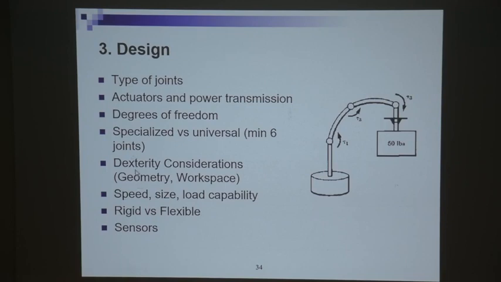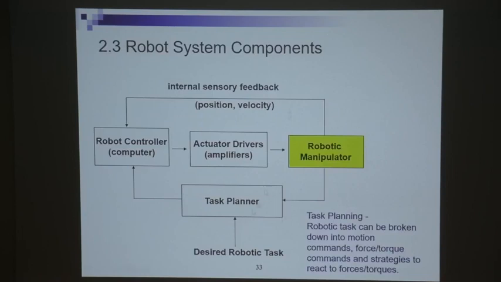And then you have the task capability consideration, which refers to how well the manipulator can be used to accomplish a task. In that case, you have to consider the geometry as well as the workspace. Then you have to consider the speed, size, and load capacity of the robot, and also think about how rigid or how flexible the robot is going to be, and the type of sensors that you are going to use. These are all aspects that you need to consider when you design a robot manipulator.